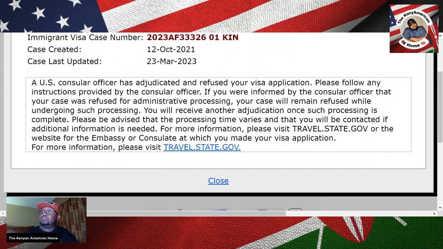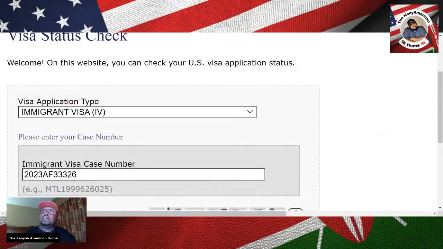This is Kinshasa, Democratic Republic of Congo, DRC. Is it Kinshasa or Kinshasa? Kinshasa, Kinshasa. That's a tongue twister.